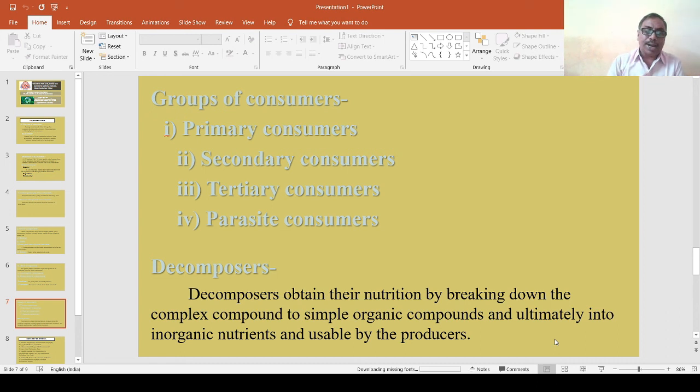These are heterotrophic organisms. Decomposers of ecosystem attack the dead remains of plants and animals and degrade the complex substances into simple compounds and finally change them into inorganic substances which can be reused by plants and animals. The decomposer plays a very important role in maintaining the dynamic nature of ecosystem.